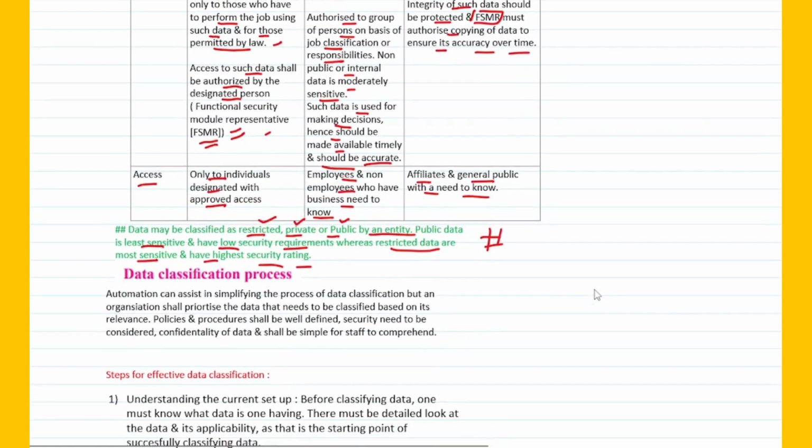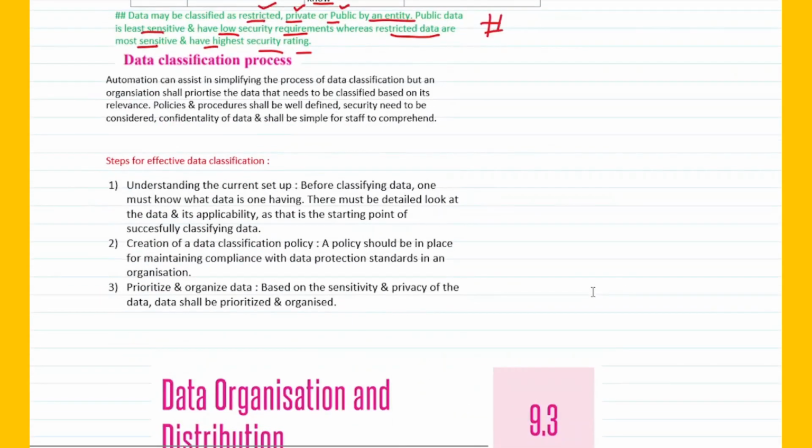Finally, data may be classified as restricted, private or public by an entity. Public data is least sensitive and has low security requirements, whereas restricted data is more sensitive and has a high security rating. We come to the last part of the chapter. It talks about the data classification process. Automation can assist in simplifying the process of data classification, but an organization should prioritize the data that needs to be classified based on its relevance.